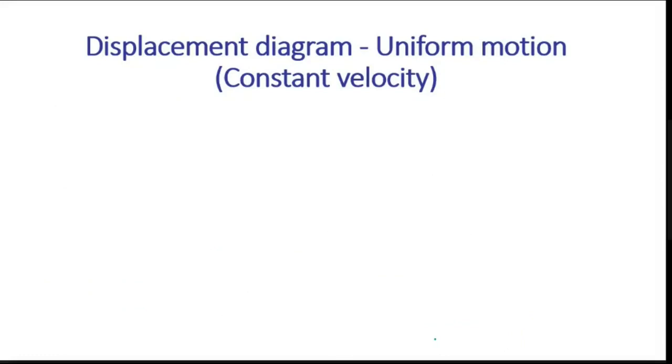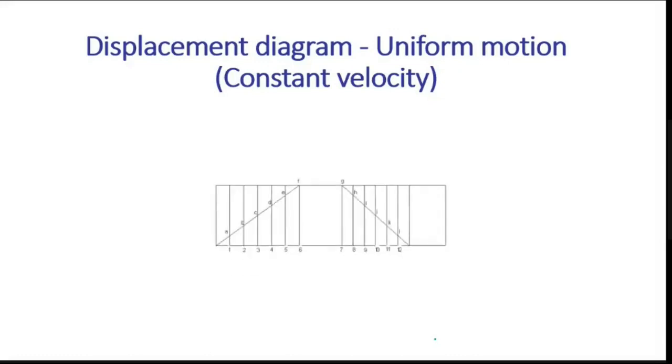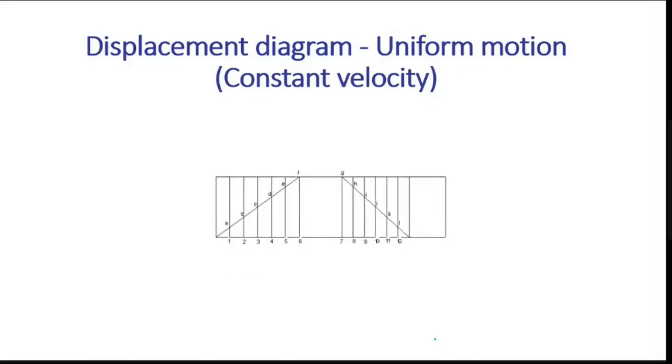So let me draw the displacement diagram for uniform motion, that is constant velocity. It is very easy, right? You have something like this. You can see here, from this part to this part, your follower is moving upward. From 0 degrees, slowly it is increasing. So this is rise. From here to here, there is no movement of the follower. The follower is constant. So this one is dwell.